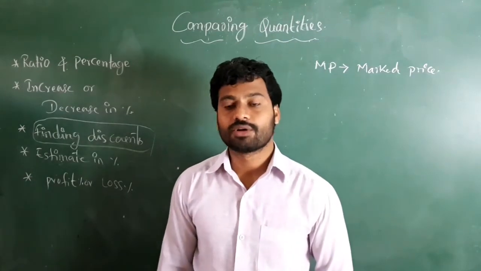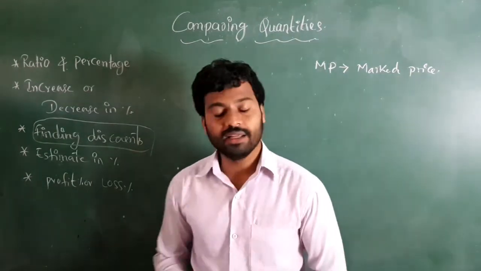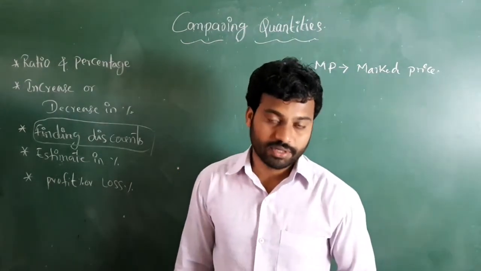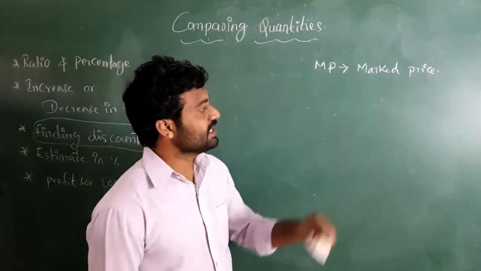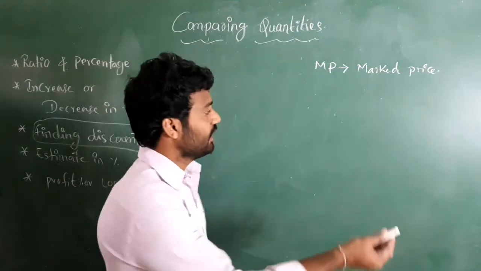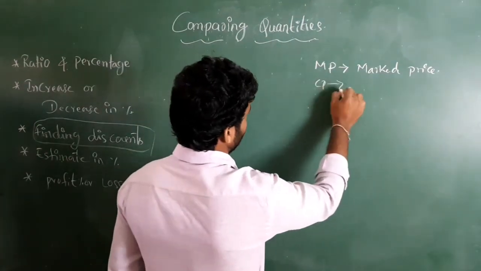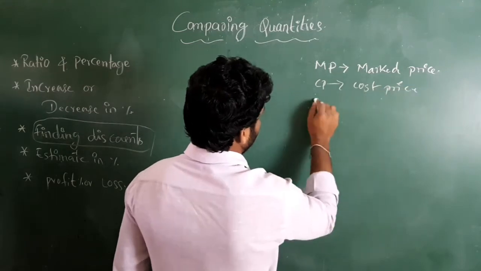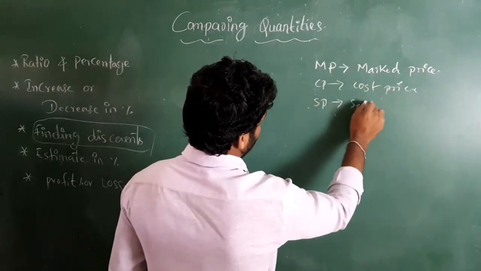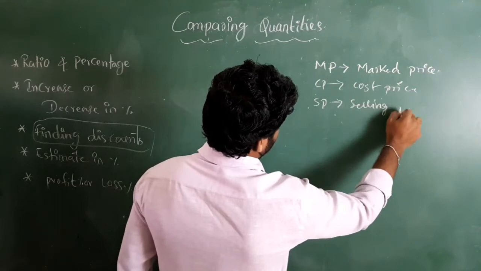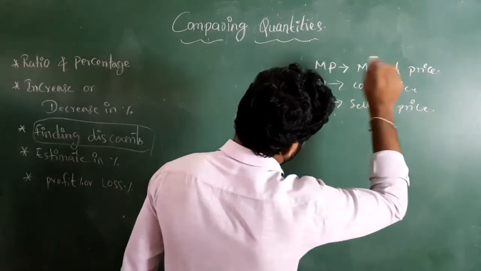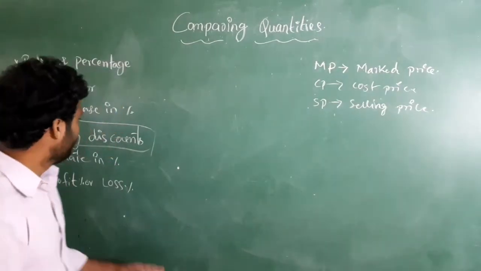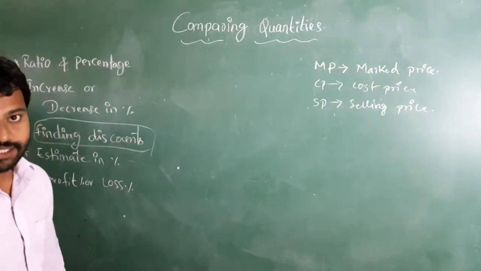The 20 rupees will come under the discount. The 20 rupees is discount for us. See, MP means market price. CP means cost price. SP means selling price. So based on these three categories, we are going to find out the discount.